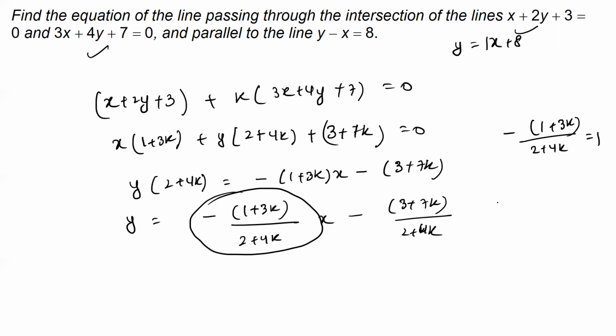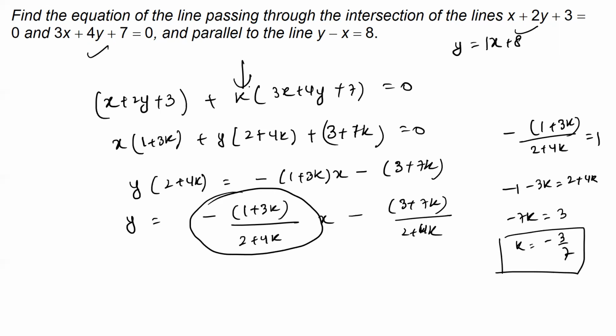I just need to simplify this and see what I get. -1 - 3k = 2 + 4k, so -7k = 3. k = -3/7. So this is the value of k. You just plug it over here, put in the value of k, simplify and see what you get as your answer. That's it. That will be the required equation of the line.